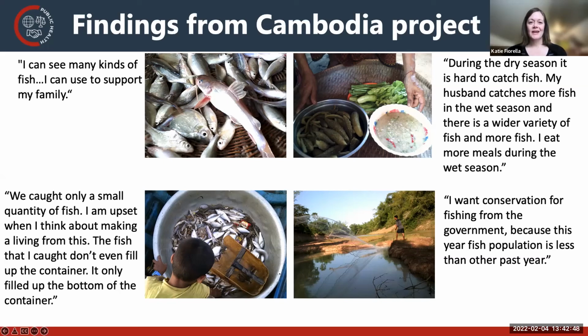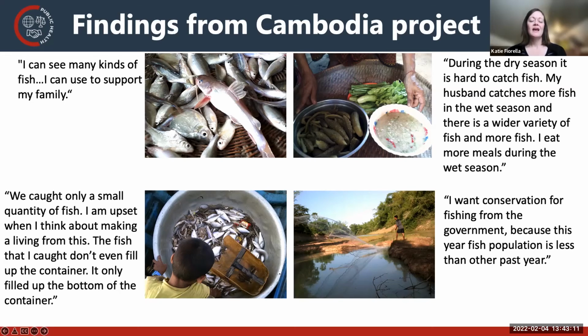But this also was actually a particularly visual piece, because I'm showing you one photograph here, but everyone's photos had different fish in them. So there's a true visual diversity. So the participant that took this photograph said, I can see many kinds of fish I can use to support my family.